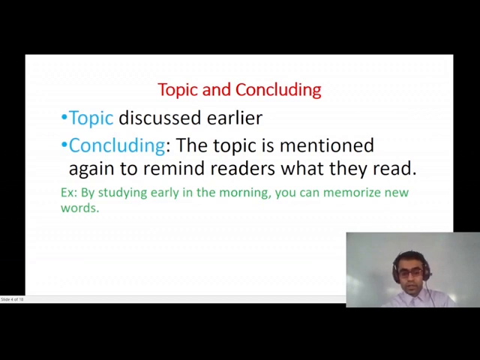Topic and concluding. So how we can prepare our topic and concluding sentence in how-to paragraphs. So topic we discussed earlier, and for the concluding we need to mention the topic again at the end of the how-to paragraphs to tell the readers what they read.